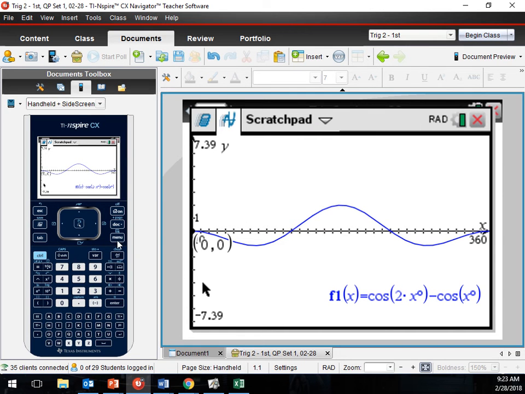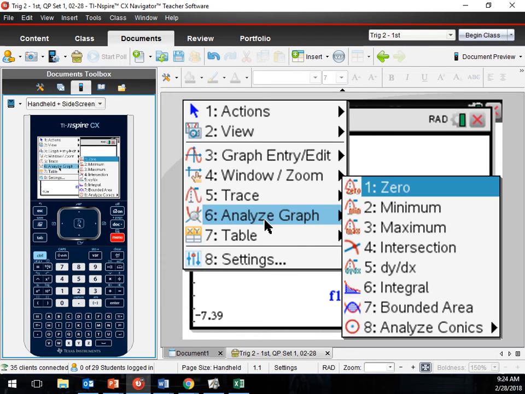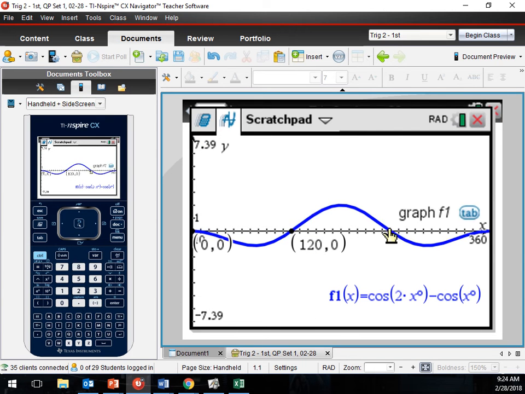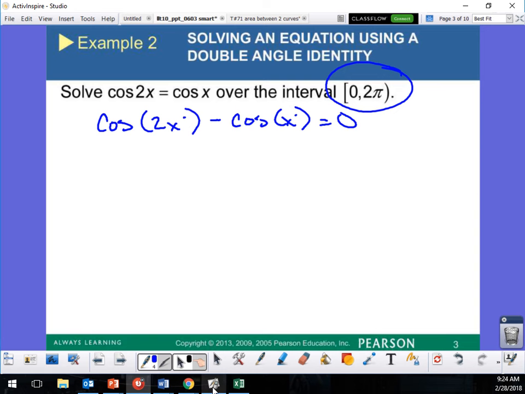So we have 4 answers? Let's see. 1, 2, 3. Can I include 0 in my answer? Yeah. My calculator's being stupid. Let's look. Right here it says 0 to 2 pi, right? So that means since there's a bracket there, 0, yes, 2 pi, no. Parentheses means no. So that means 360 cannot be one of my answers.